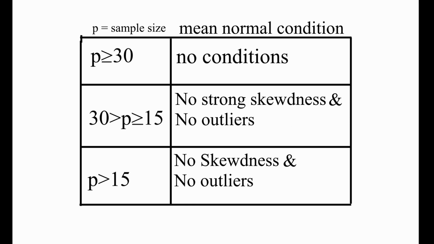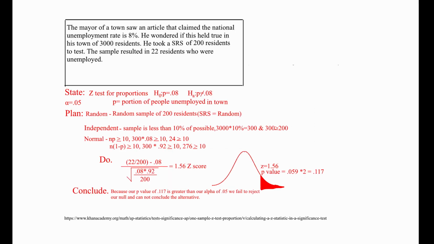If n, however, is less than 15, you must check that there is no skewness whatsoever and that there are no outliers. Then the conditions will also be met. For doing a t-test, you would need to determine the degrees of freedom by taking the sample size minus 1 and then finding the p-value of it on a table or in your calculator. This test is also called a t-test for means. Draw a t-curve instead of a normal curve for a t-test.